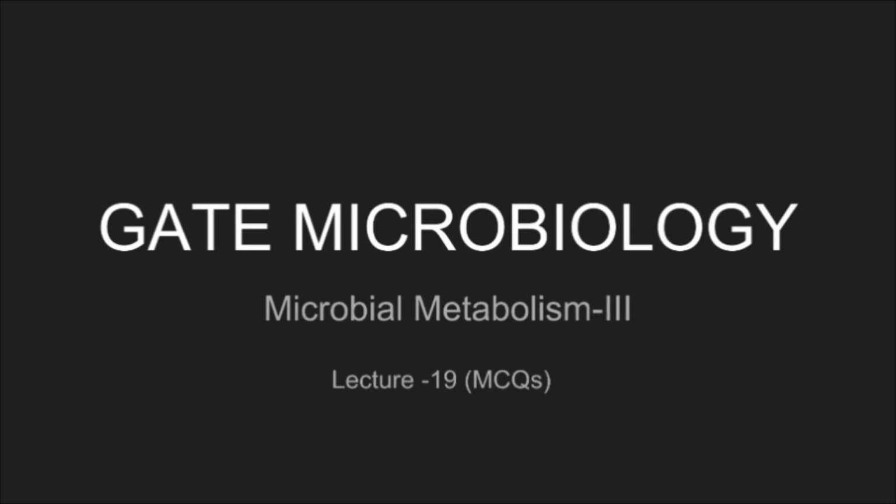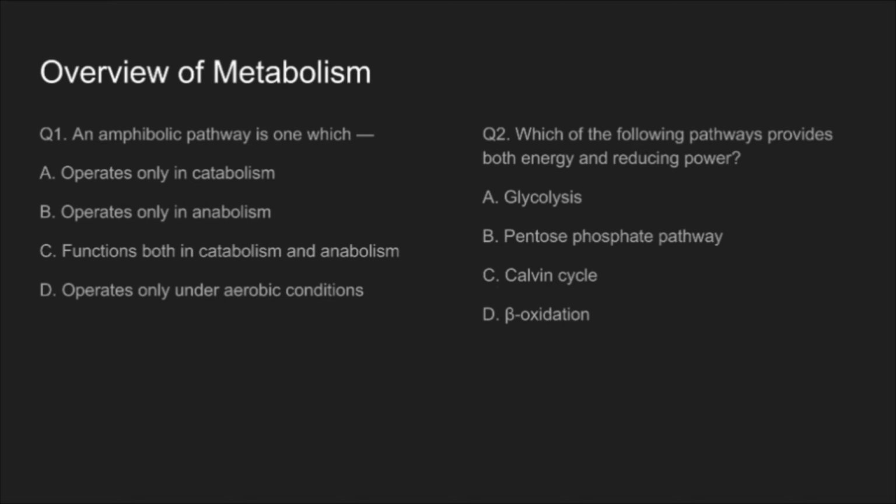So now let's start with our topic, that is overview of metabolism. The first question: an amphibolic pathway is one which, options are A, operates only in catabolism, B, operates only in anabolism, C, functions both in catabolism and anabolism, D, operates only under aerobic conditions. The correct answer is option C, functions both in catabolism and anabolism. So what are the amphibolic pathways? They are like your TCA cycle. They function in both the breakdown and the synthesis of your biomolecules.